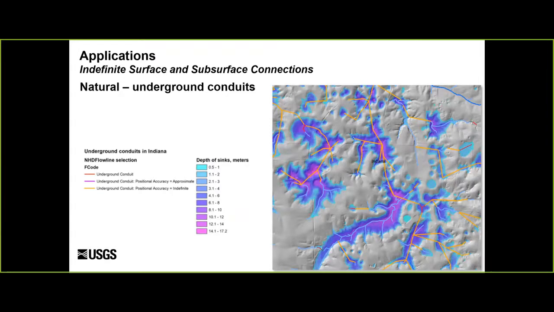And another type of indefinite subsurface connection is the underground conduit, which should be used for natural underground drainage paths or to breach other types of features that naturally block the flow, such as landslides, moraines, glacial till, or other naturally occurring berms. This is a common usage in karst terrain.